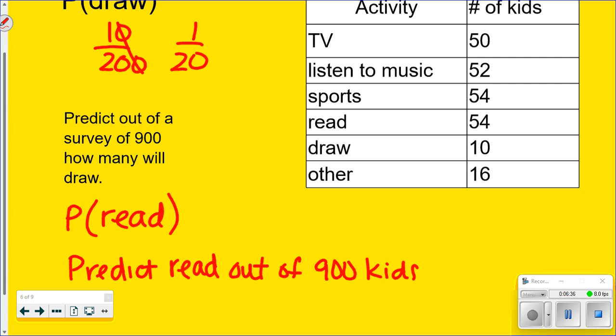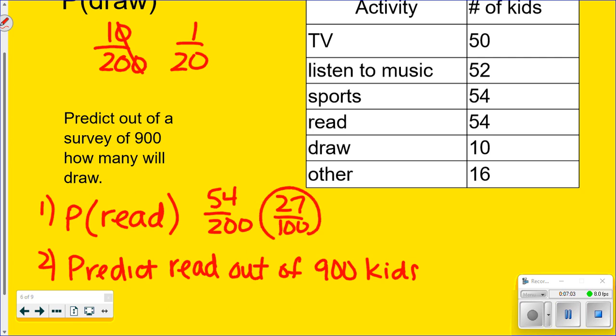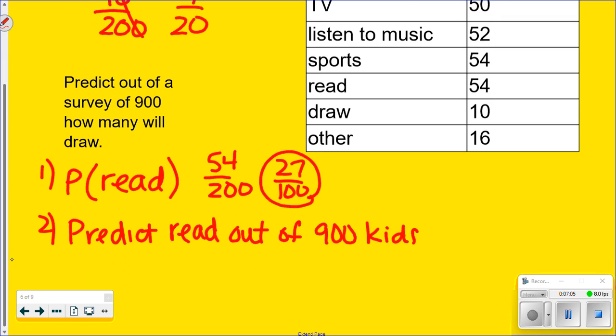So first you have to solve this. Then you can use that to help you solve the second part. All right, so I know that 54 out of 200 will read. So I'm going to reduce that quick. And I get 27 over 100, just divisible by 2. Okay, so that's my probability.